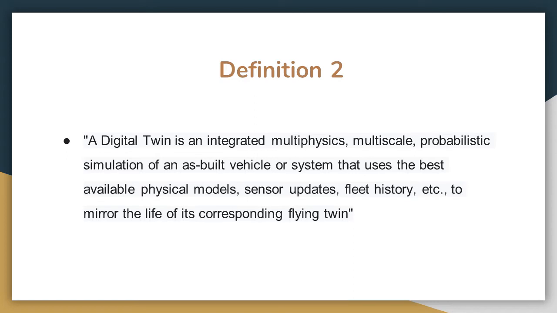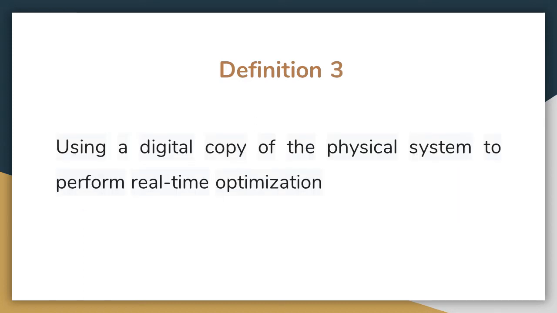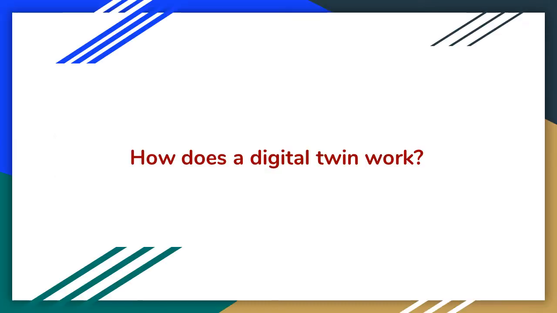Definition number 2. A digital twin is an integrated multi-physics, multi-scale probabilistic simulation of an as-built vehicle or system that uses the best available physical models, sensor updates, fleet history, etc. to mirror the life of its corresponding flying twin. Definition number 3. A digital twin is using a digital copy of the physical system to perform real-time optimization.